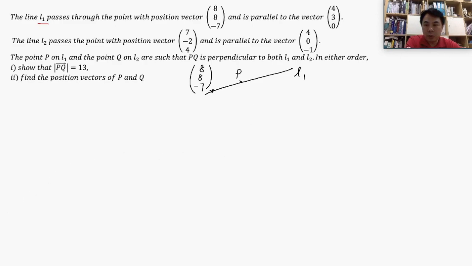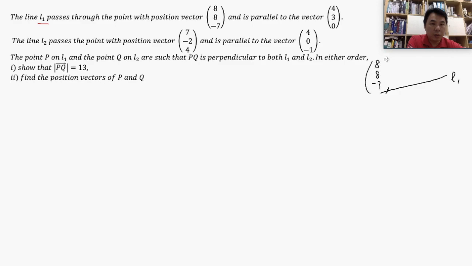Next I'm going to draw another line, which is something like this here. This is L2. Let me see, maybe it's better if I draw it at the side here, it's easier to see. All right, let me redraw that again. So this is line L1. There's a point (8, 8, -7), and then another point P lying on line L1.